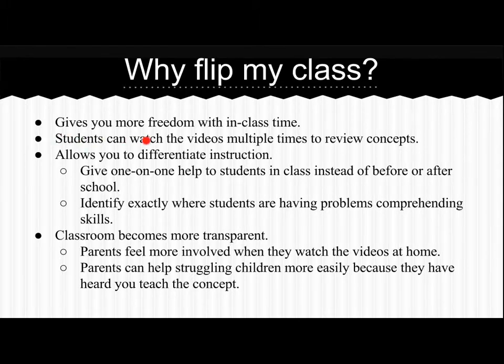Again, like I said, students can watch the videos multiple times to review the concepts. That's fabulous. That's great, especially for some of our students who maybe need to hear it more than once to really get it. It also allows us to differentiate instruction. I can give one-on-one help to students in class before or after school, and then identify exactly where they're having problems and help them with that.